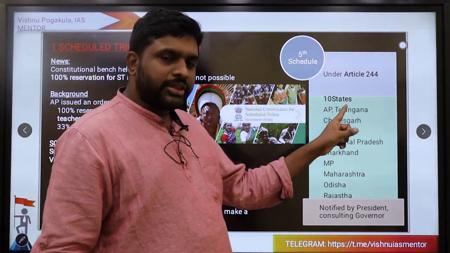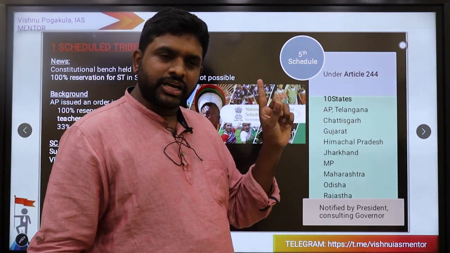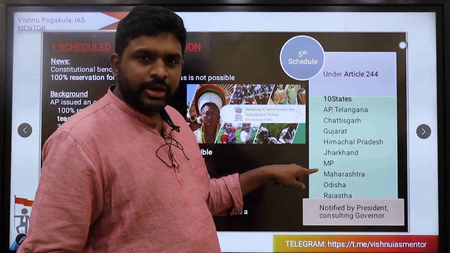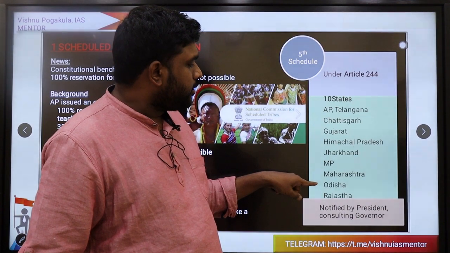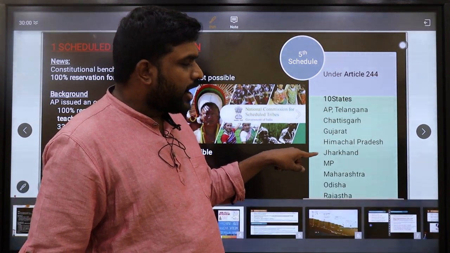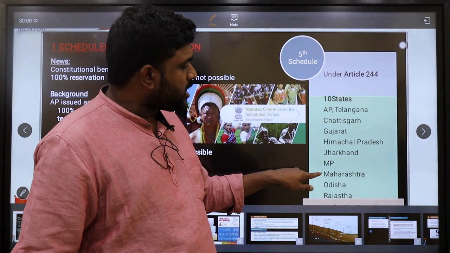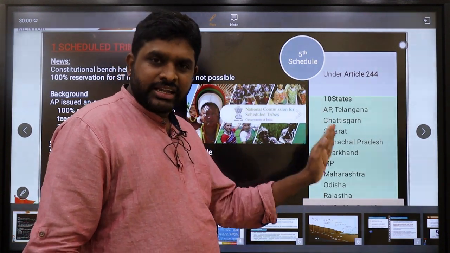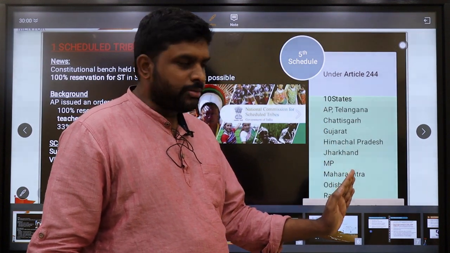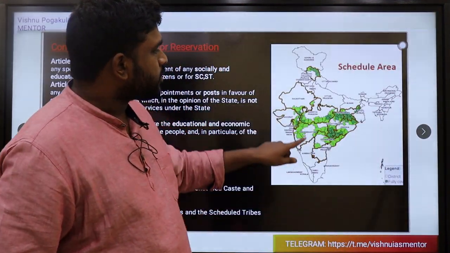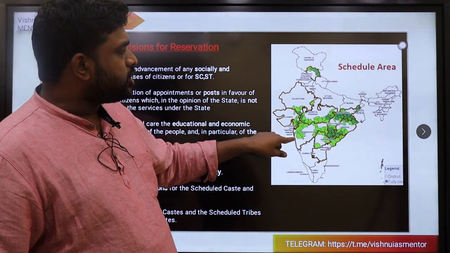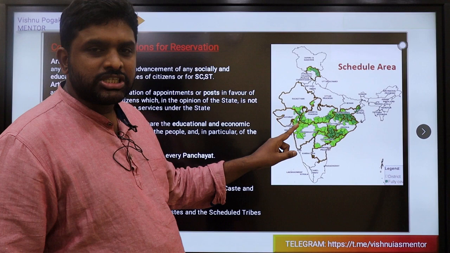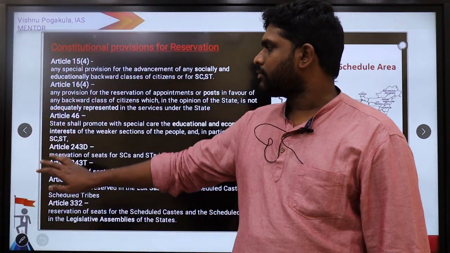How to remember: Andhra Pradesh and Telangana were once upon a time one state. Chhattisgarh and Madhya Pradesh were once upon a time one state. Then we had Jharkhand, and then its corresponding states, Maharashtra, Gujarat, Odisha and Rajasthan. So map-pointing wise, you have to remember these are the scheduled areas. In central India, we have these areas as scheduled areas, which are covered by the tribal population.